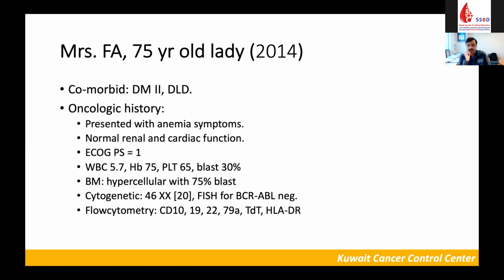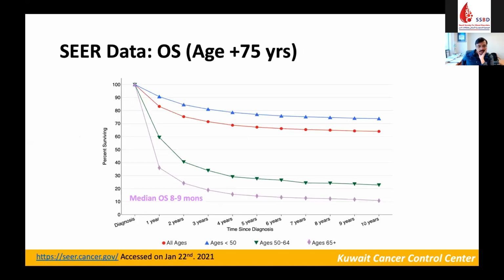The bone marrow at that time showed a hypercellular marrow with 75% blast, and the cytogenetics revealed a diploid karyotype with negative PCR-APL on FISH. Her flow cytometry was consistent with acute lymphoblastic leukemia, B cell, CD10, 19, 22, 79, TDT and HLA-DR. As we know, based on the SEER data, patients diagnosed with ALL at the age of 75 usually have a median survival between 8 to 9 months. So really a difficult population to treat.